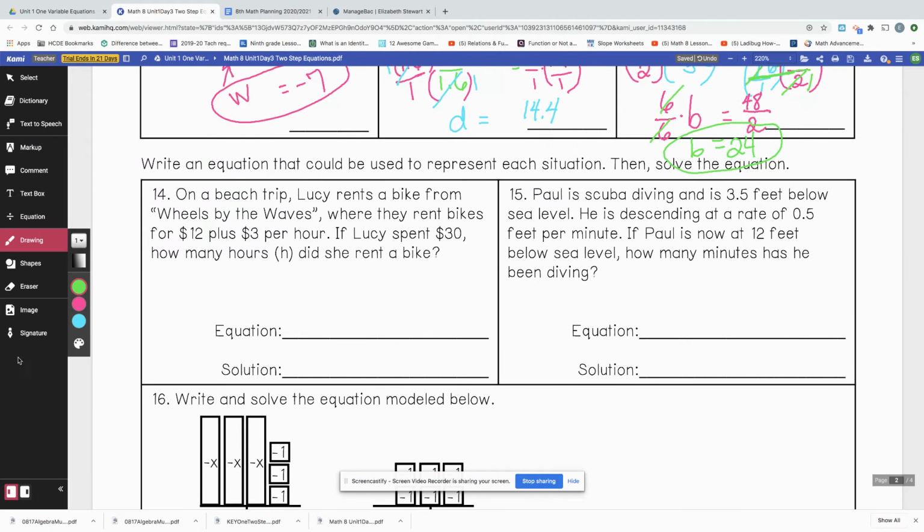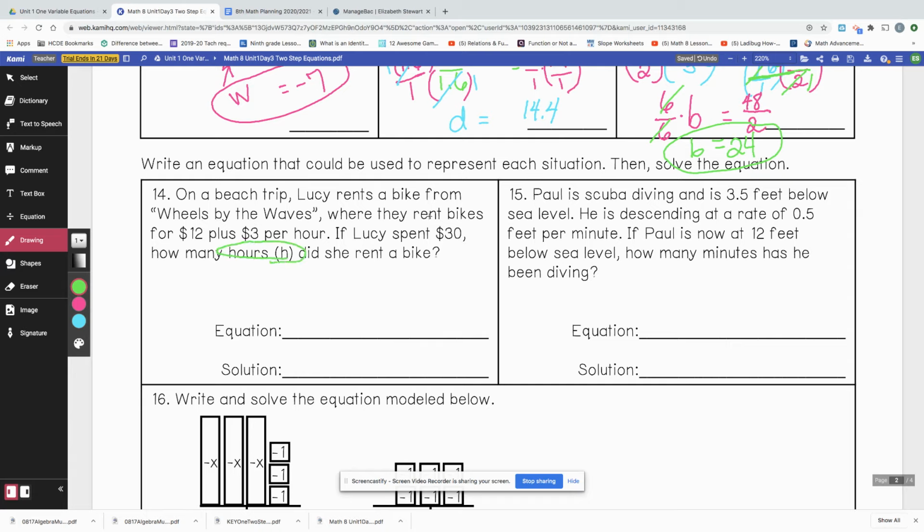Number 14. We have a good old word problem. We've got Lucy on a beach trip. She gets a bike from Wheels by the Waves, where they rent bikes for $12 plus $3 per hour. We know that she spent $30. How many hours did she rent the bike? So we want to know how many hours. I'm going to circle that.